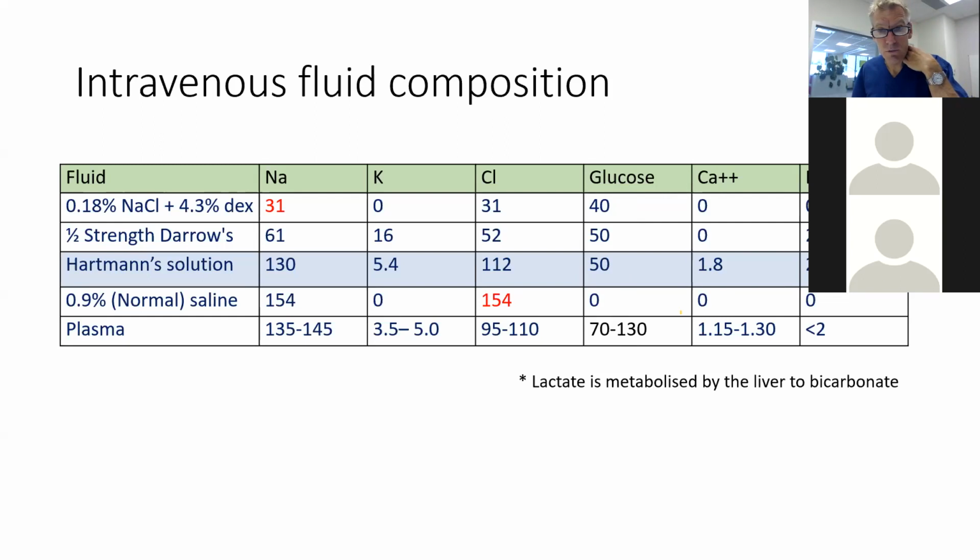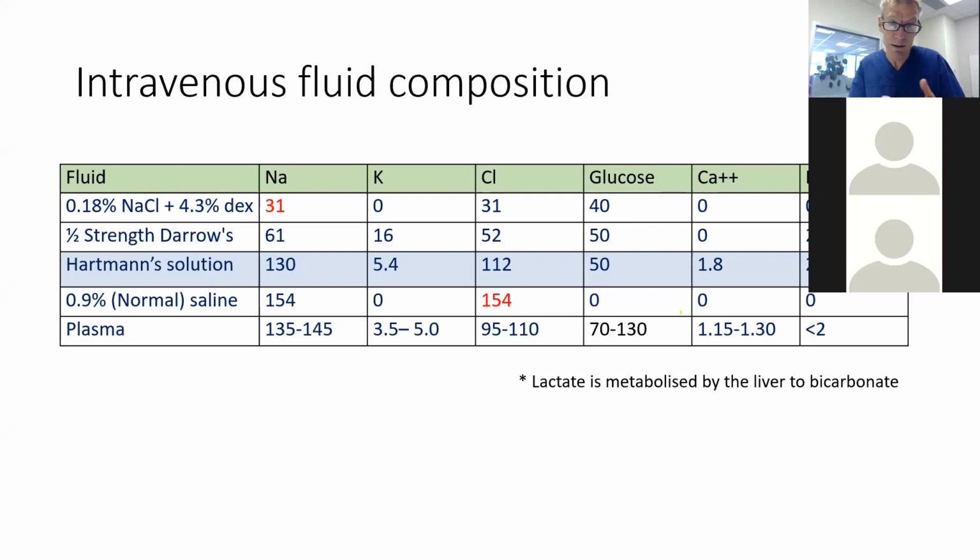And the reason why Hartmann's solution is particularly good is because instead of having a lot of chloride in it, it has a normal amount of chloride, so it's not very acidic. Instead, it has lactate, and you might think, oh, lactate will cause an acidosis because of a lactic acidosis, but in fact, lactate is converted in the liver to bicarbonate. And before Hartmann's solution was developed, a lot of people tried to add bicarbonate to intravenous fluids.